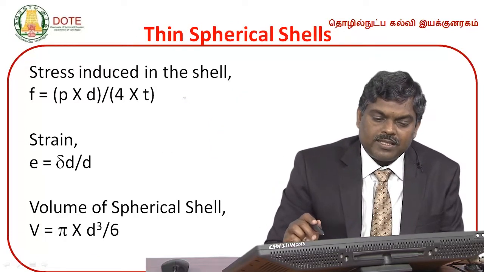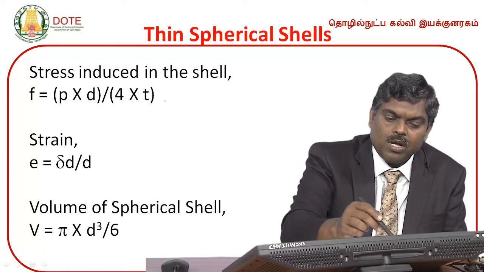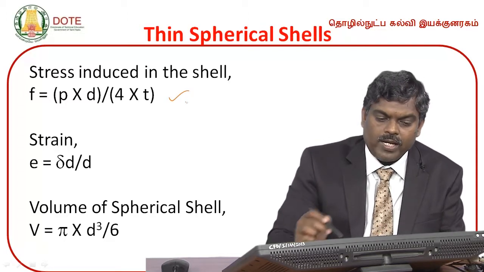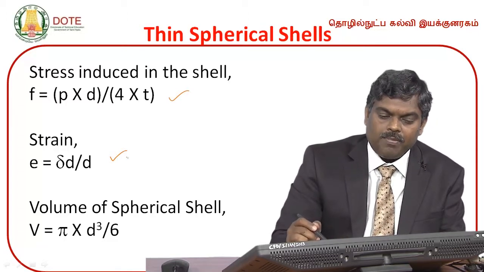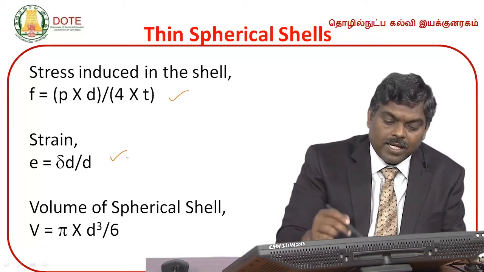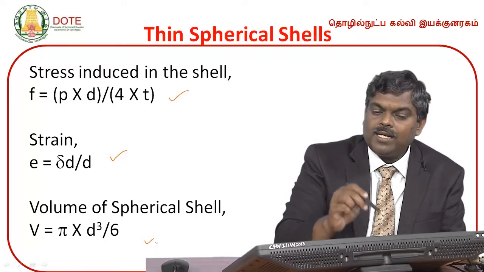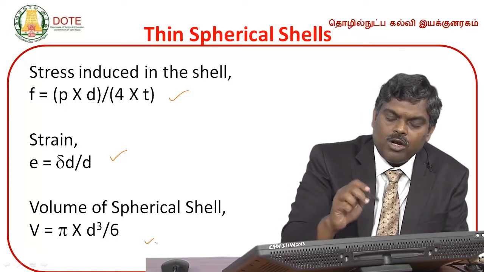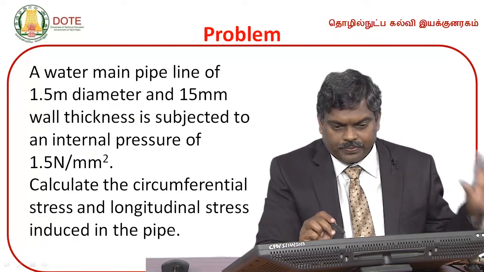Stress induced in the shell is given by sigma is equal to PD divided by 4T. Strain is given by e is equal to del D by D. The volume of the spherical shell is given by pi d cube by 6. This is for the thin spherical shells.